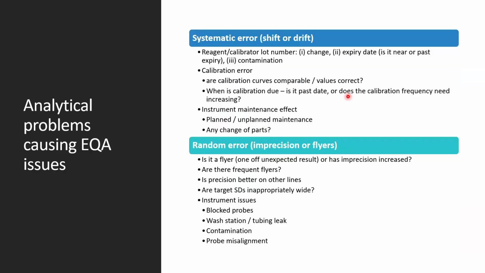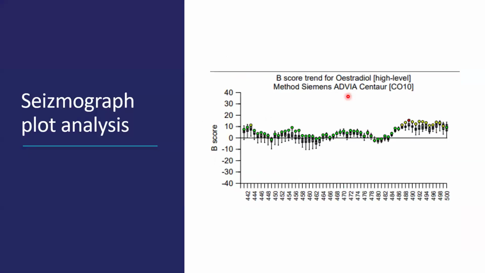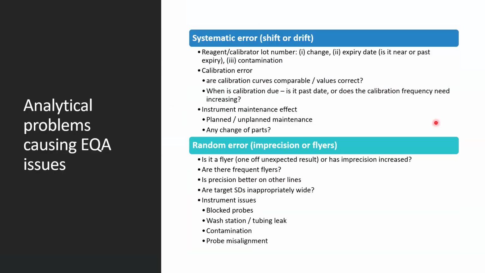So when we think about the analytical problems and the systematic and random errors, the systematic errors are the ones which are seen as a shift or a drift. And it's something that, for example, if we go back to this slide, we can see this shift towards showing a positive bias, which is suggestive of a systematic error. So when we see something like this, there are a few things to think about.